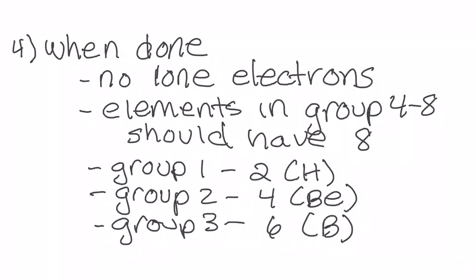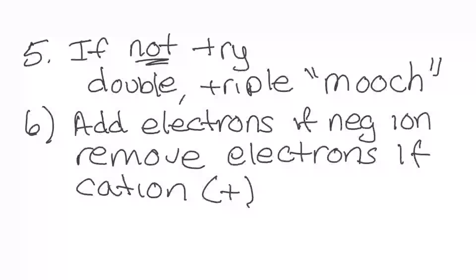But what if when you're done this doesn't happen? You end up with some lone electrons, or you don't end up with these numbers. You don't have 8 around carbon, or you don't have 2 around hydrogen, or 4 around beryllium, or 6 around boron. What are you supposed to do? Well, I'm glad you asked. That would be our next step. So if that didn't work out, we're going to try something like a double bond, or maybe a triple bond, or maybe even what we call a mooch bond.